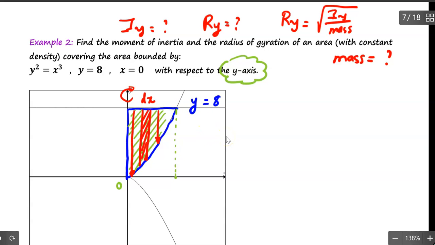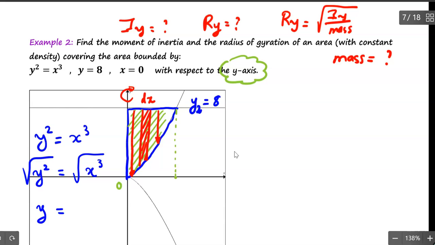So I'm going to label this as y2. My lower function is this function right here, y squared equal to x to the exponent 3. For me to solve for y, I need to take the square root of both sides. So I have y squared equal to x to the exponent 3. I take the square root of y squared, which gives me the square root of x to the exponent 3. So y will be equal to the square root of x to the exponent 3. So this is my y1.